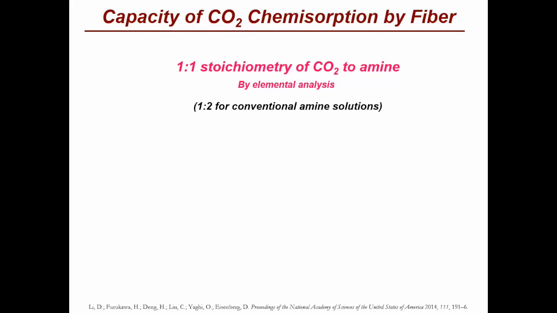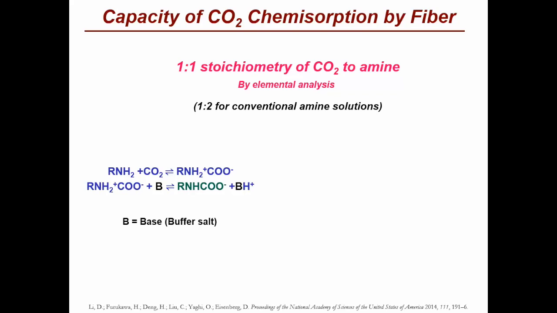CO2 absorption capacity can also be calculated using elemental analysis, and they found a 1:1 stoichiometry for CO2 to amine in these fiber materials, which is different than the conventional amine solutions, which show 1:2 stoichiometry. That is another important aspect of these materials. In the conventional amines, when an amine reacts with CO2, it forms carbamic acid, and then this carbamic acid reacts with another amine to form carbamate. That's two amines used to capture one CO2.